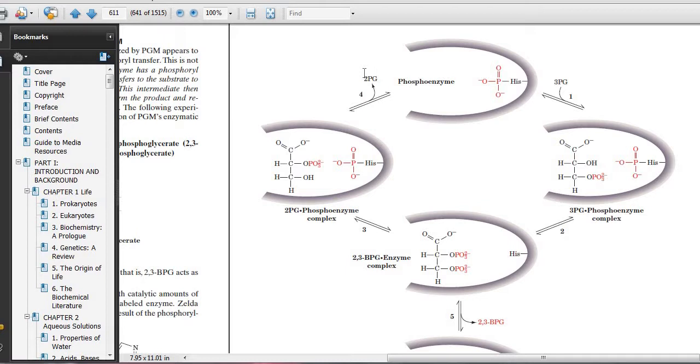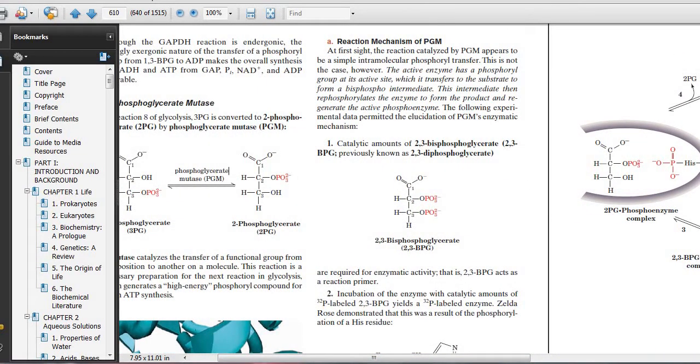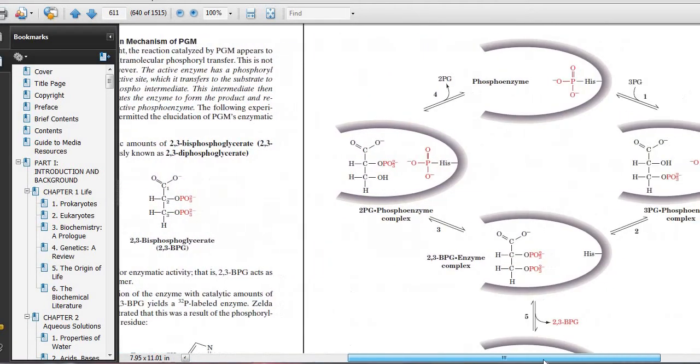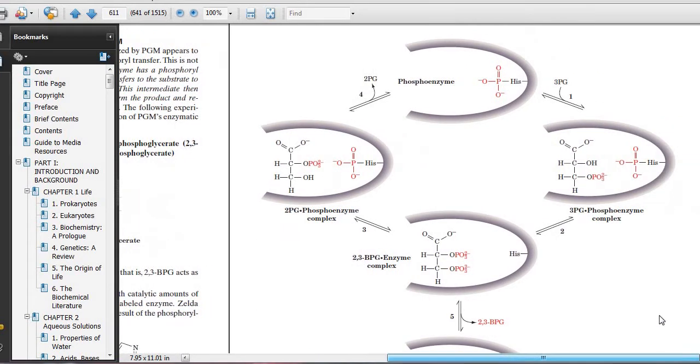So initially what we are thinking is that the phosphate group may be shifted from position number 3 to position number 2, but this is not actually the case. The phosphate group is actually present at position number 3 initially, and they will take one phosphate group already present in the enzyme active site to generate 2,3 bisphosphoglycerate, and now whenever they have the 2,3 bisphosphoglycerate, they will donate the phosphate group from position 3 to histidine back again, so that now you have the 2PG phosphoenzyme complex, and from there 2PG will be eluted out, resulting in the formation of the phosphoenzyme back again.